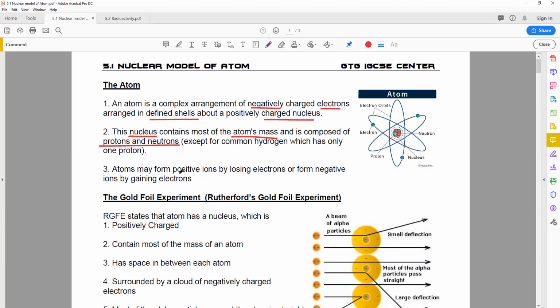Okay, atoms may form positive ions by losing electrons or form negative ions by gaining electrons. Guys, a lot of students have this misconception. Let's say right now I want this thing to become positive. What do I do? Oh, I just add one more proton inside. It doesn't work that way, guys. Why it doesn't work that way is because protons do not move. The only things that are free to move are the free moving electrons. So if I want this thing to be positive, I actually have to remove this electron, then it will become positive, guys. Very important concept, guys.